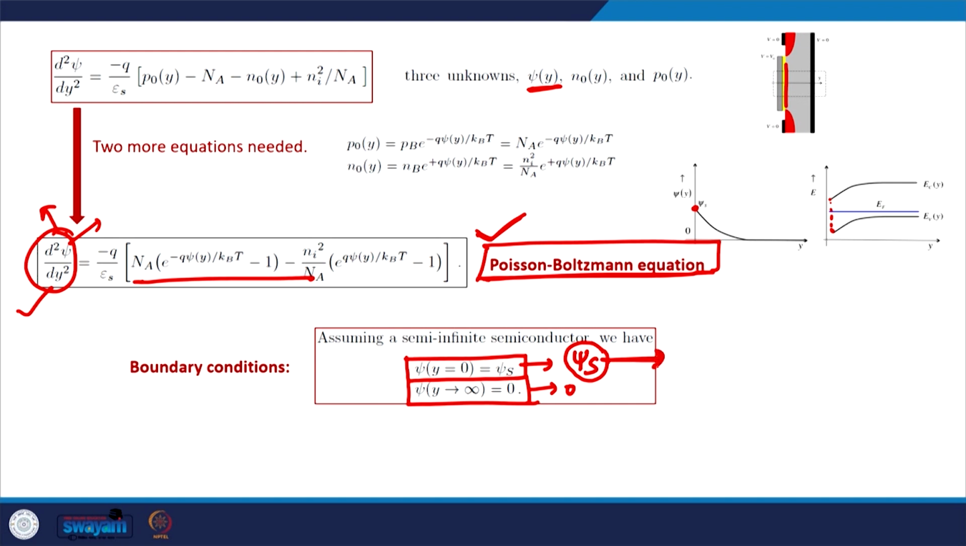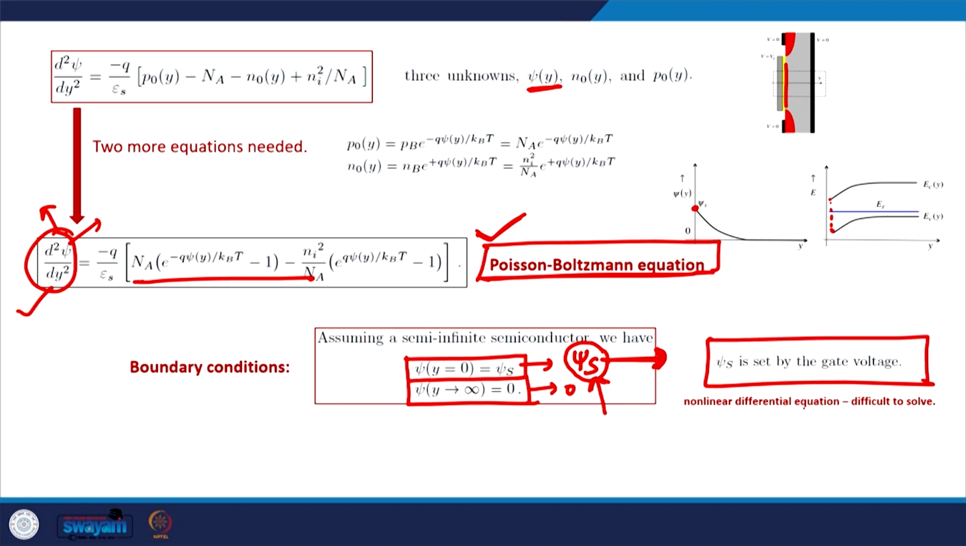This is one of the key things in electrostatics that we need to figure out, because once this is known, then by using the Poisson-Boltzmann equation we can numerically find out the entire distribution of the potential inside the semiconductor. So psi s becomes one of our key things to figure out in our discussion of electrostatics, and this psi s is actually set by the gate voltage. It is determined by the gate voltage. That is how the effect of the gate voltage comes on the electrostatic potential in the semiconductor.